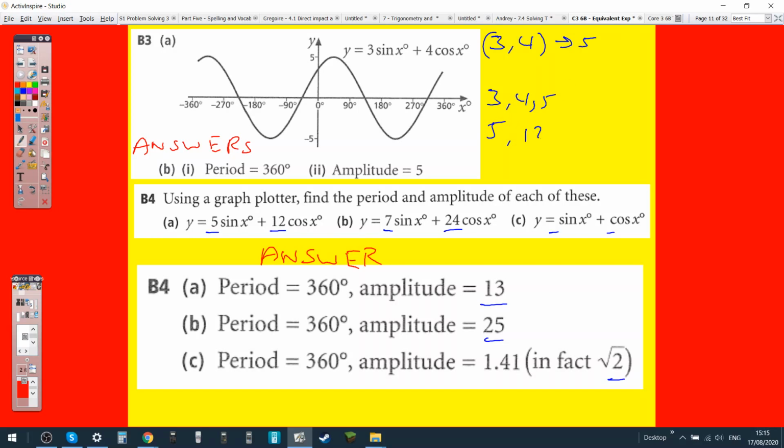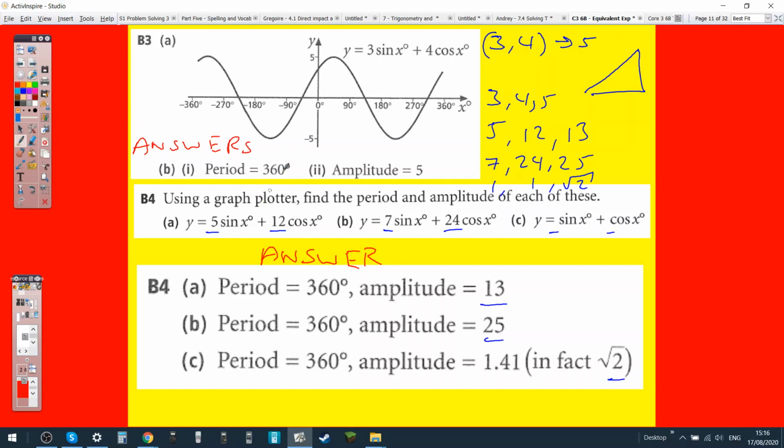So was it just one? Was one just added to every single one? 24, 25, 1, 1, root 2. Definitely not the last one. Yeah. It is Pythagoras. Or the last one. The amplitude is the hypotenuse.